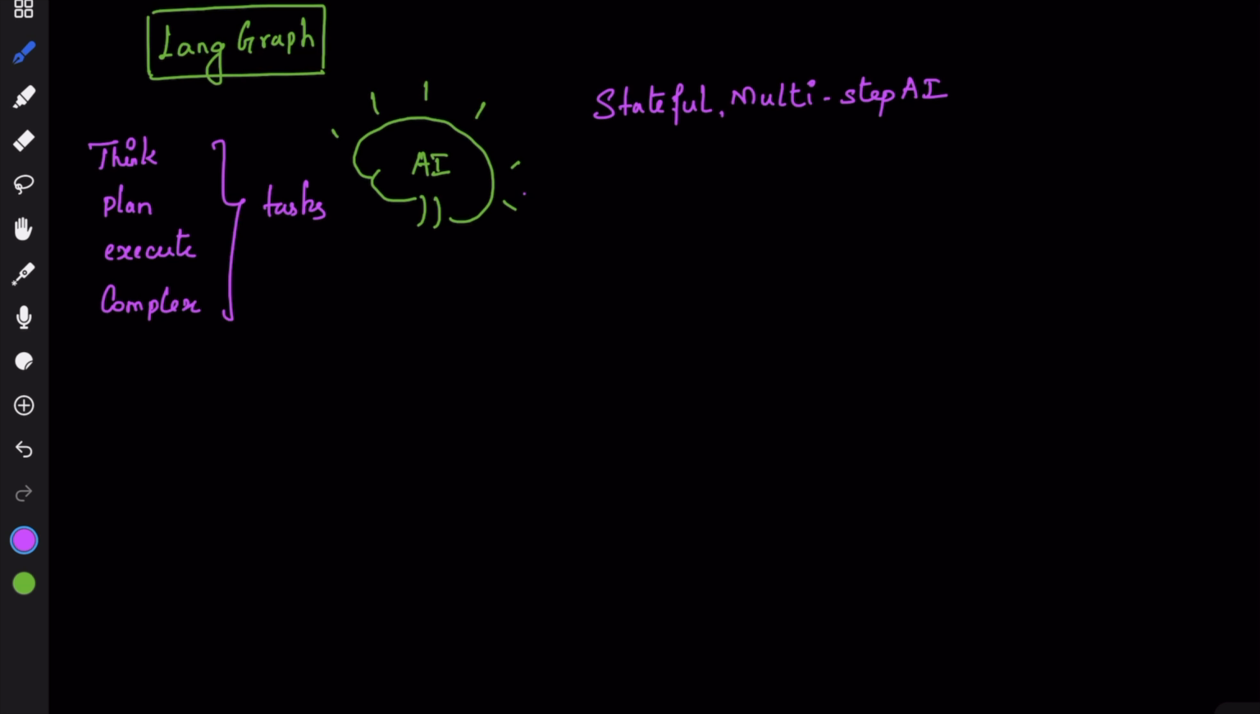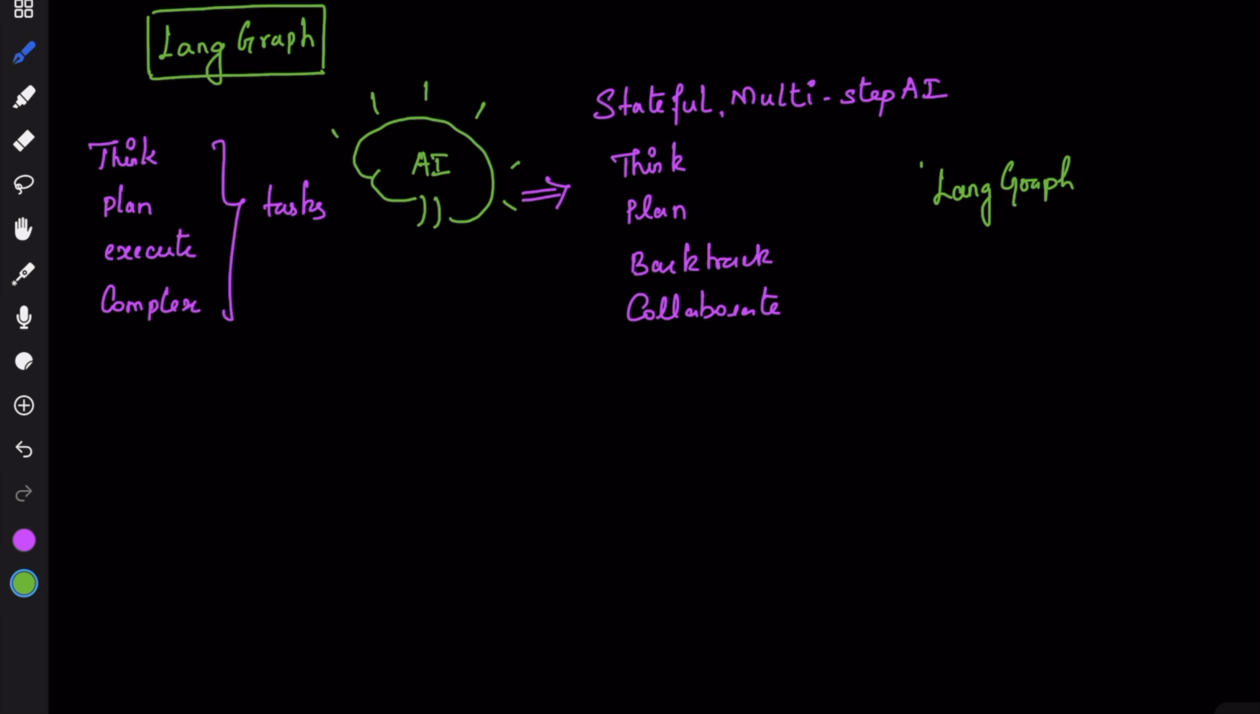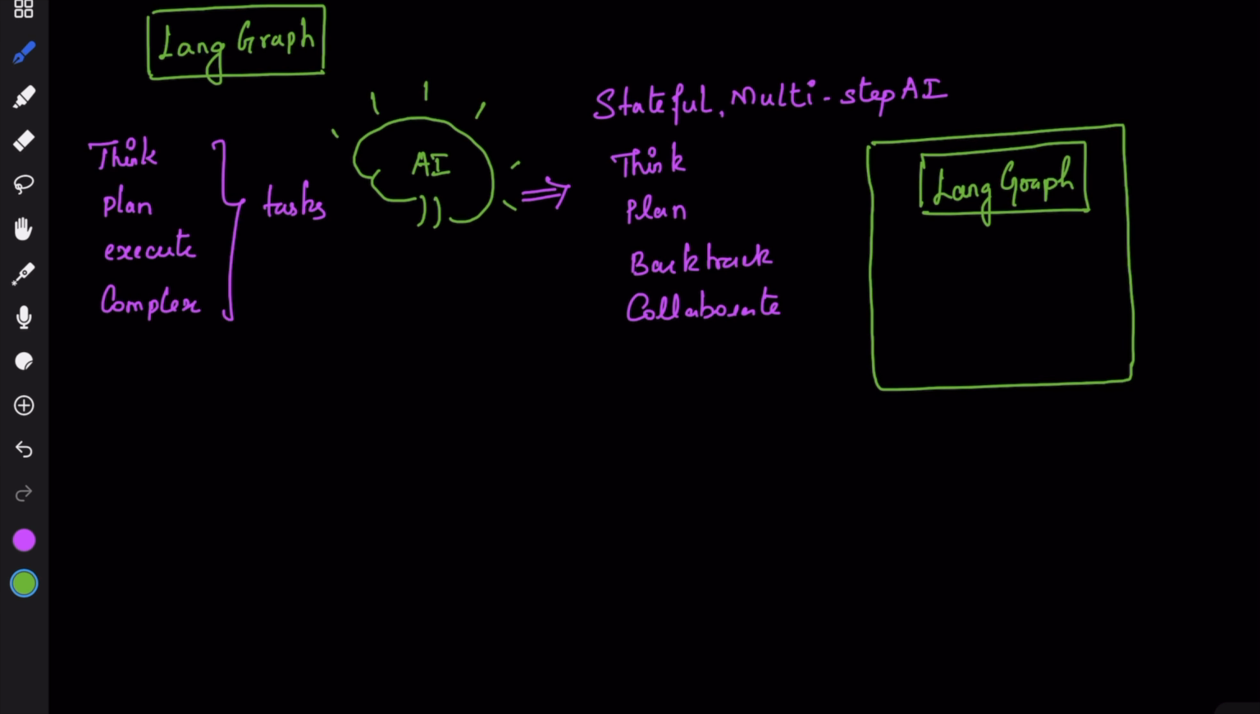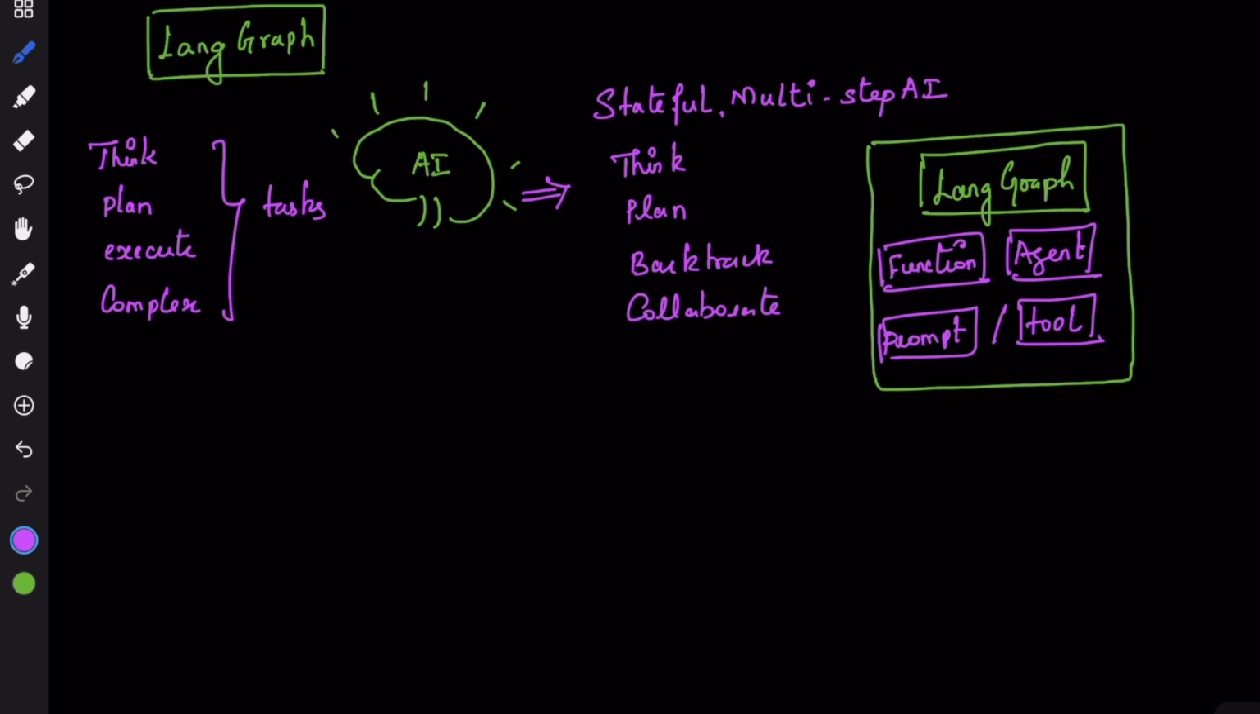Think of it as giving your AI the ability to think before acting, plan multiple steps ahead, backtrack when things go wrong, and collaborate with other AI agents. It lets you build LLM applications that behave like graphs, where each node is a function, an agent, a prompt, or a tool, and the edges represent how data flows between them.